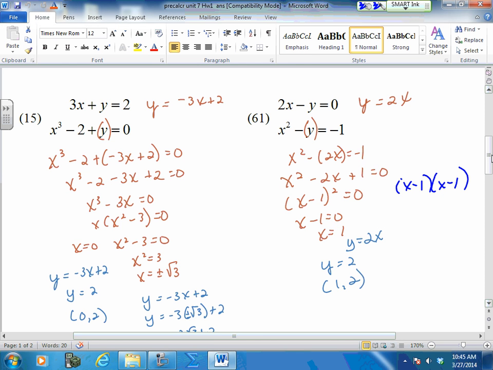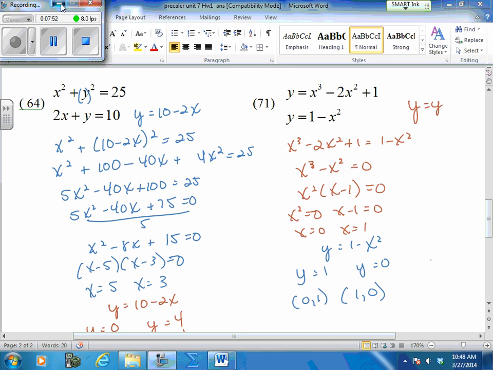Yes? How do you know how much to do the adding thing and then do the substitution? To do what adding thing? I don't want any noise.